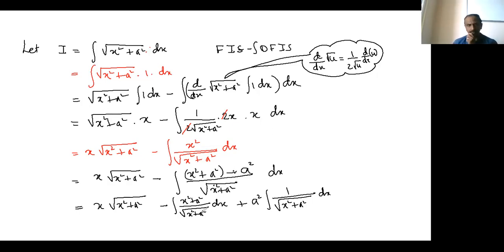Now I can cancel both of these. What is a by root a? You know that it is root a into root a, so one root a will get cancelled. Same way, x square plus a square upon root of x square plus a square will become root of x square plus a square. So x root of x square plus a square minus root of x square plus a square with the integral sign.